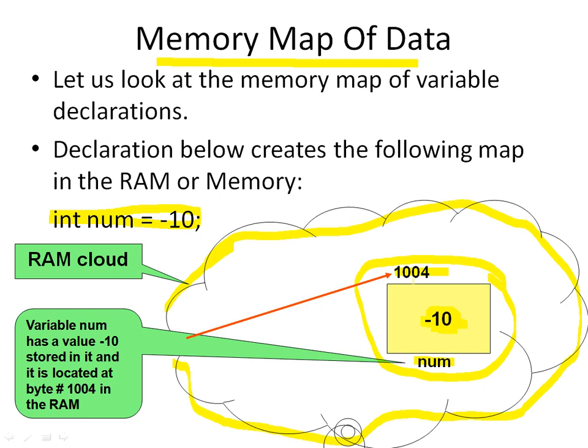Now the address value I've used here is a fictitious one. As I said, it depends on the operating system what value is assigned. So the whole thing means I create a location in RAM which is called num. It has a certain address. In this case I'm assuming it to be 1004, and it stores -10 inside that location.